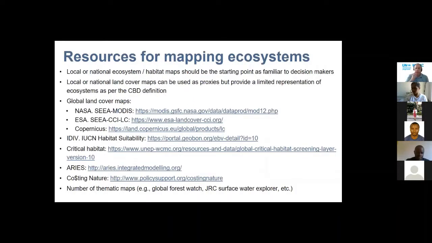So here just some resources that might be helpful to draw on. Ideally, you have a local or national ecosystem or habitat map that's a good starting point and familiar to decision makers, or a similar land cover map that you can use as a proxy, and potentially add more ecological meaning to. And then here we have a list of global data sources that provide derived products that could also be used to generate a map of ecosystem assets in your study area.